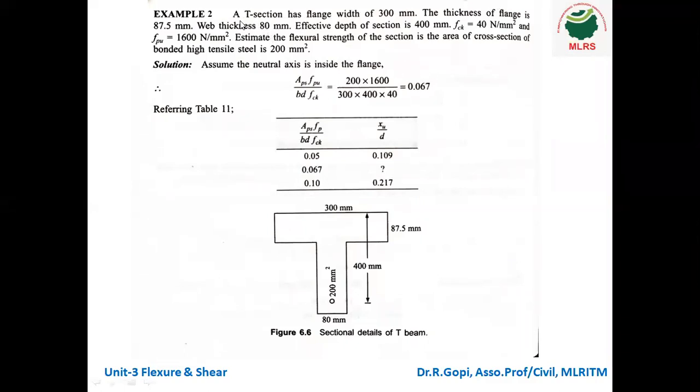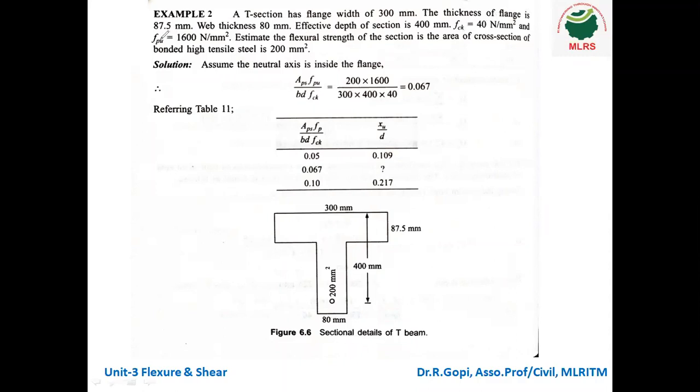Now I'll read the question. Here the T section has flange width 300 mm. The thickness of the flange is 87.5 mm. Web thickness is 80 mm. Effective depth of section is 400 mm. fck is equal to 40 Newton per mm square. fck is nothing but the grade of the concrete. Sometimes they give M30, M40 like that, but here they give the fck value directly.